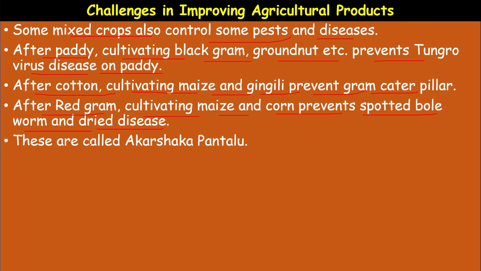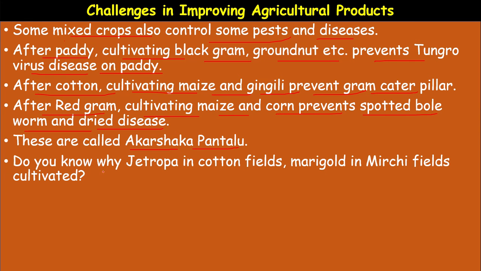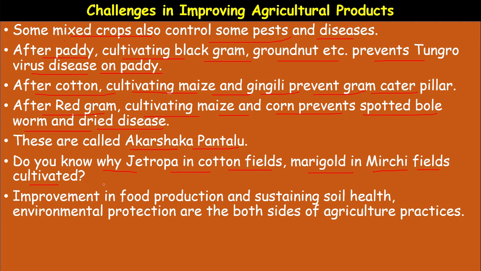These are called akarshaka pantalu, which attract. Do you know why jatropha is cultivated in cotton fields and marigold in mirchi fields? These plants are akarshaka pantalu. They attract the insects and pests which attack the normal crop. And we can easily see that improvement in food production, sustaining soil health, and environmental protection are both sides of agricultural practices.